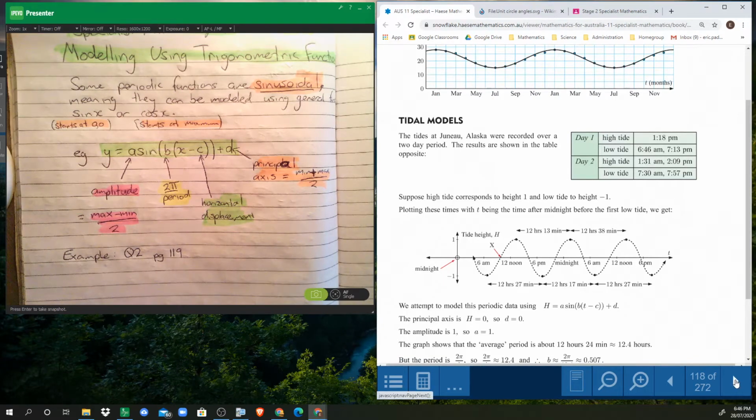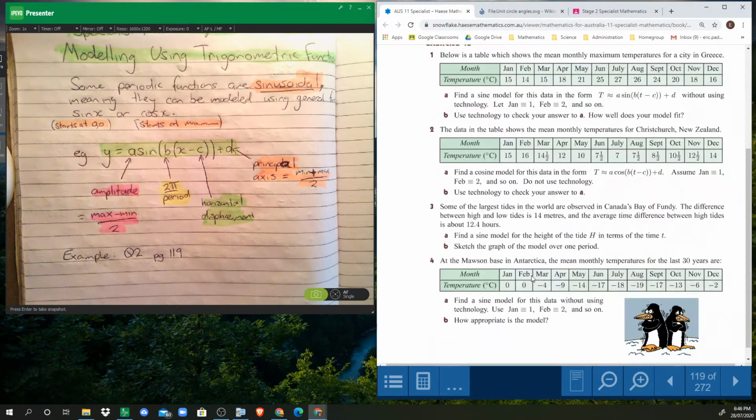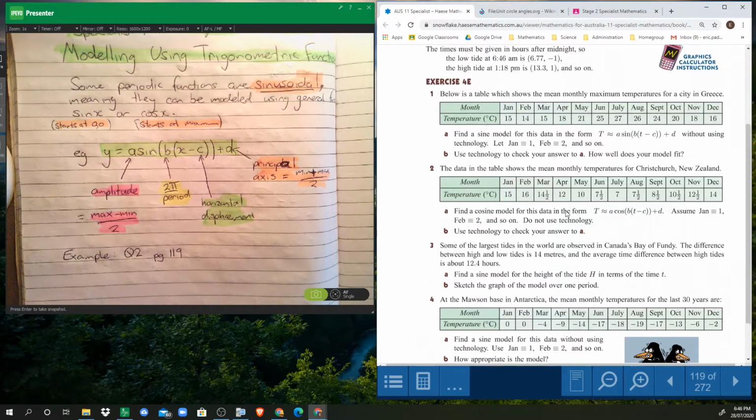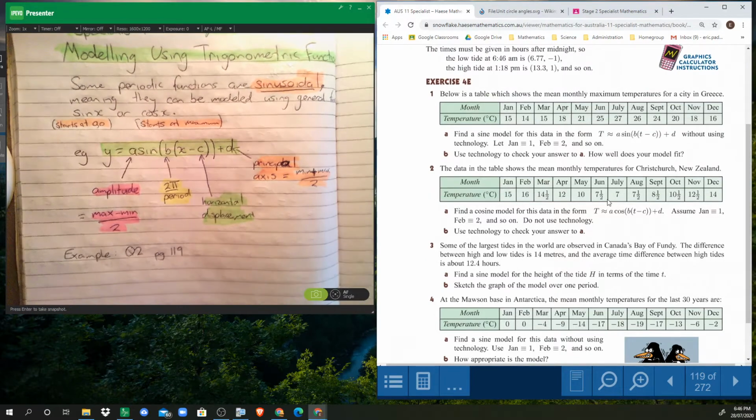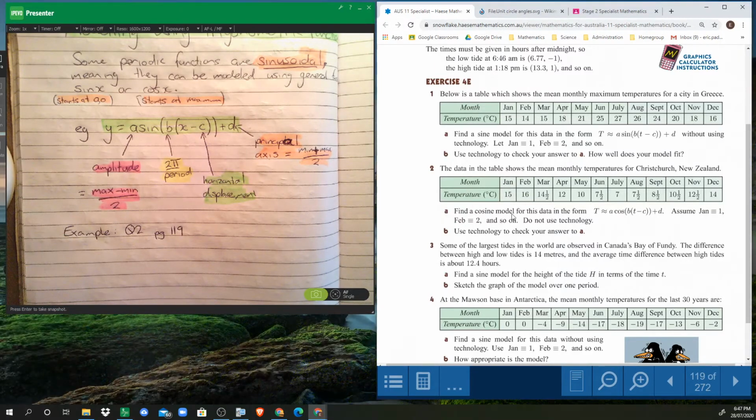Okay. So we're going to have a look at data, and I've decided to pick question 2 here. In this one, we're being asked to use the cosine function. We're given the monthly temperatures of Christchurch, New Zealand. Find a cosine model for this data in the form t equals a cosine b, t minus c, plus d.